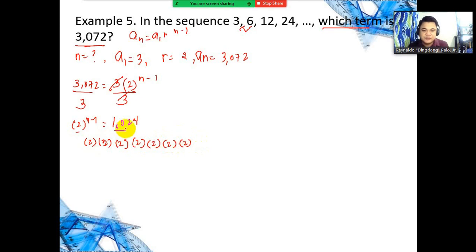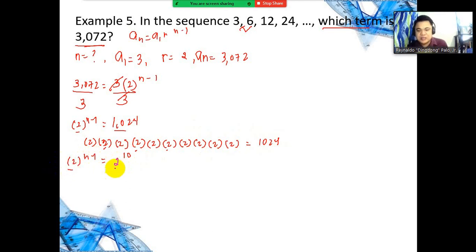Okay, so 64 times 2 is 128, times 2, 256, times 2, 512, and then times 2 is 1024. And then you count 2, 4, 6, 8, 10. So there are 10 factors of 1024. Then we have 10, so 2 raised to the power of n minus 1 equals 2 raised to the 10 power. That's how you will make it.